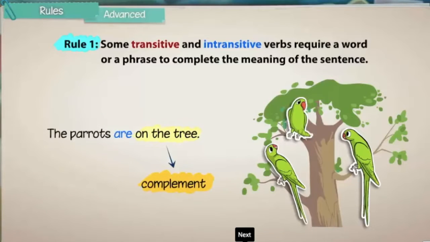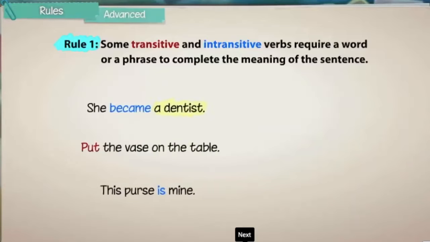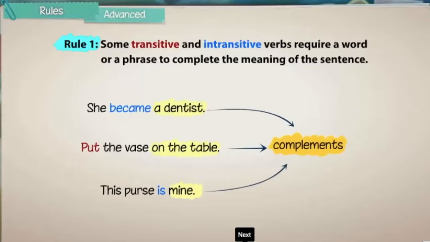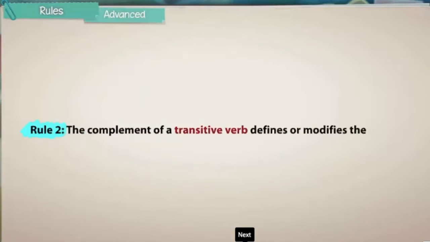The parrots are on the tree. On the tree is the complement of the subject, the parrots. So here are is intransitive. She became a dentist. Put the vase on the table. This purse is mine. Now a dentist, on the table, mine are complements. Some transitive and intransitive verbs require a word or a phrase to complete the meaning of the sentence. A dentist, on the table, and mine are subjective complements. The complement of a transitive verb defines or modifies.